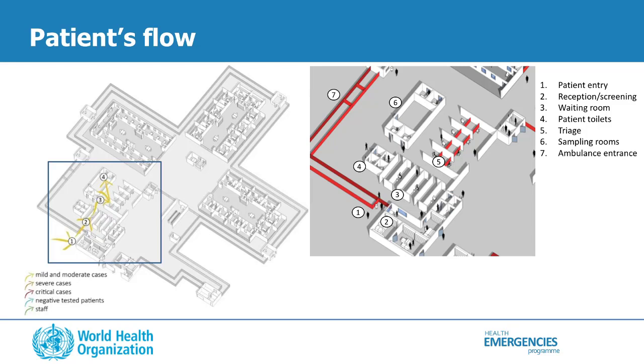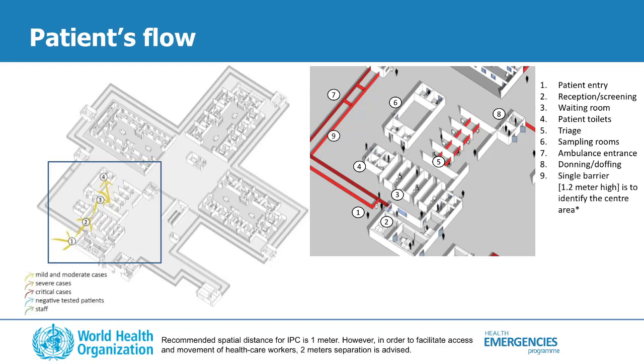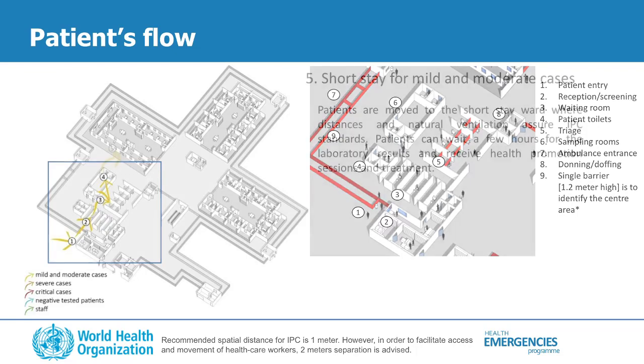Number 7, this is where ambulances can enter the facility. Number 8, donning and doffing. Here is where to put on and take off the PPE. Number 9 is a barrier. It should be 1.2 meters high, and this is to identify the patient's arrival area.